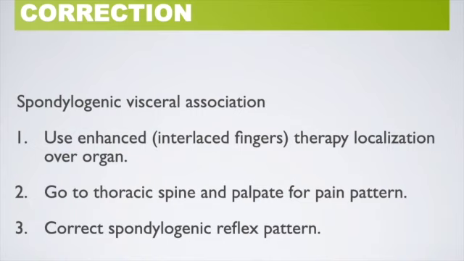We can also use it in conjunction with visceral issues. Now, if you're treating someone for stomach problems, colon, small intestine, liver, whatever it might be, once you've made your corrections, you go back over and use an enhanced TL over that organ. Often that will indicate a spondylogenic reflex. So then you go back through the process using the palpatory points on the scapula and clavicle, and along the upper thoracic spine and the iliac crest.